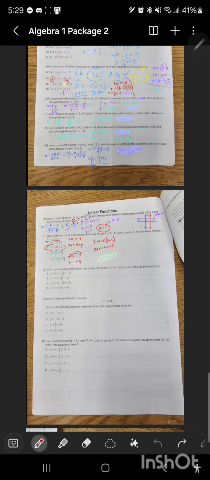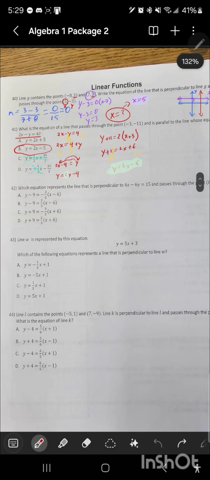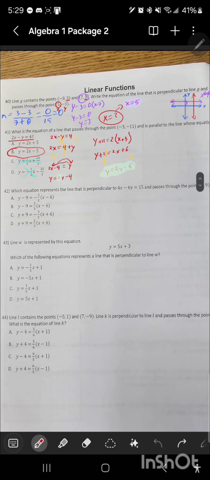Let's continue what we were doing last week. Now we continue with number 42. Just as a reminder, we were doing linear equations, perpendicular and parallel. For perpendicular lines, remember that the slope is rise over run. So if the slope of one is 3, the slope of the perpendicular will be the reciprocal: 3 over 1 becomes 1 over 3.